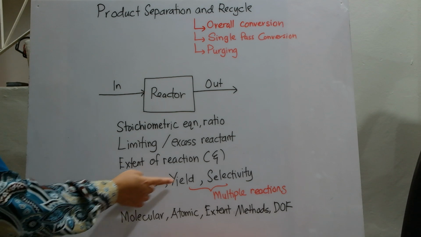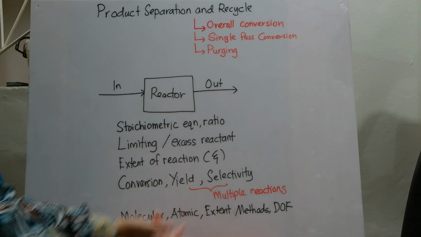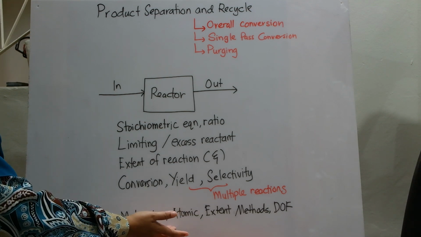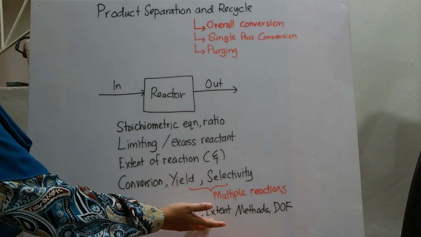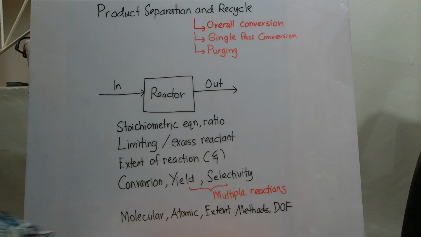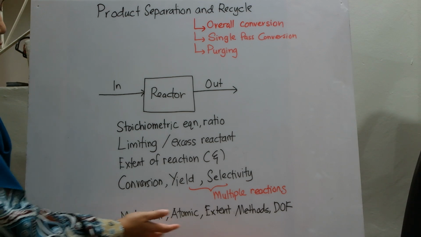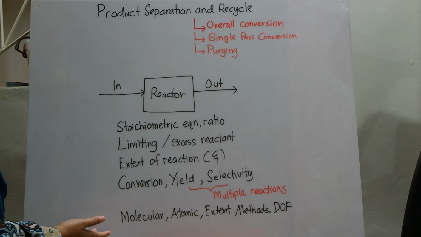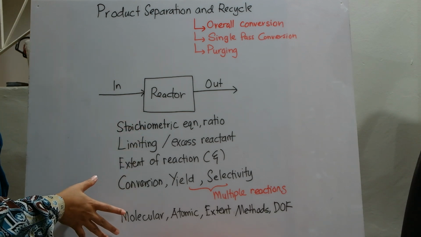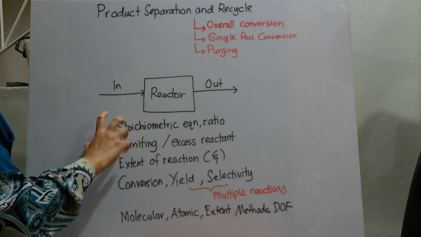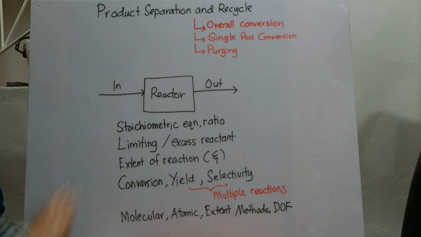Also, we learned about yield and selectivity when we have multiple reactions. We also looked into the methods of solving mass balance using molecular species balance, atomic species balance, and extent of reaction methods. And we went through degree of freedom calculations for these three methods. All these concepts relate to when we have a reactor.